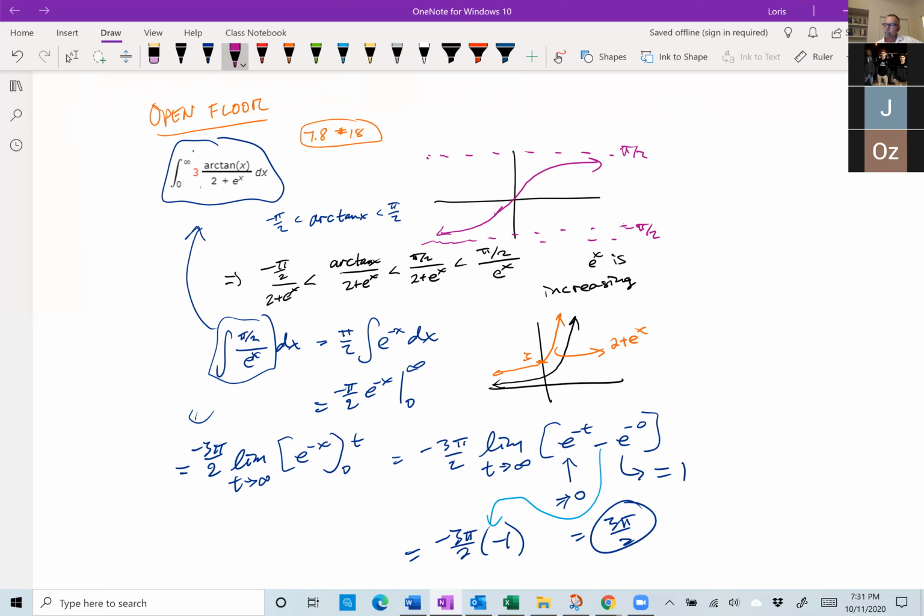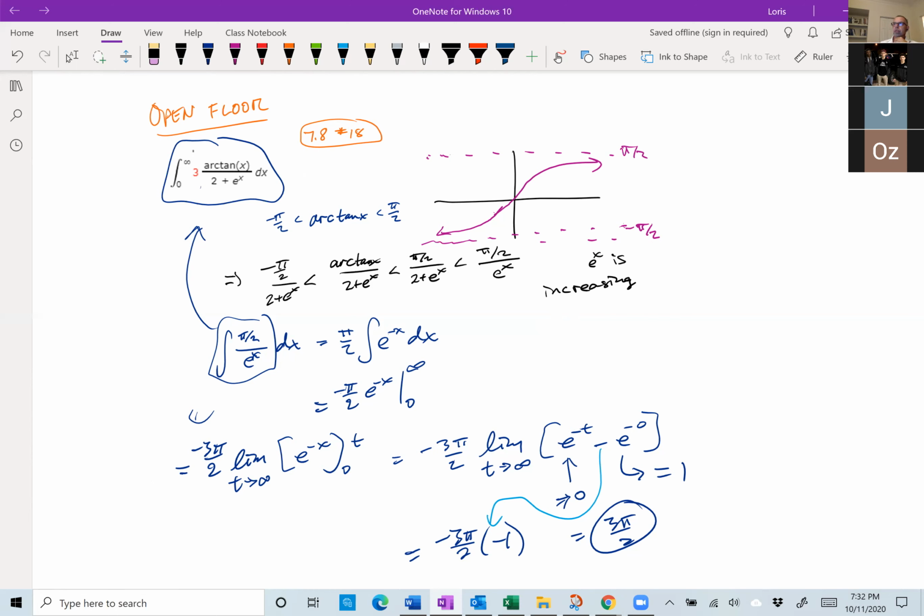Cool. So you do this also with sine of x. Like you could have a sine of x on top. Sine of x is between 1 and negative 1. And so then you would do negative 1 over 2 plus e to the x is less than sine of x over 2 plus e to the x is less than 1 over 2 plus e to the x. And then you work with that instead. Comes out the same. So this piece here, right here, is how you start. If you can't integrate this one, you keep going. Or you start with something else. You just do something else.